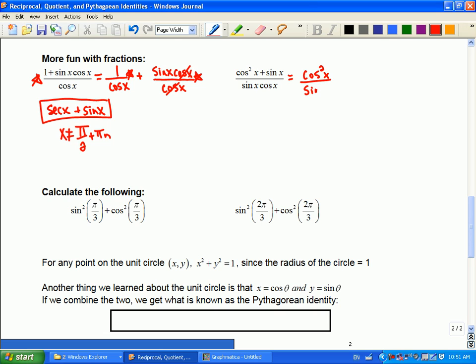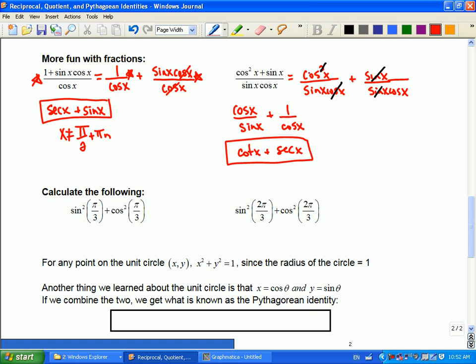So the same strategy here for simplifying out this fraction. If you want stuff to cancel out, you're going to have to split this one into a couple of pieces, which means that sine is going to be out of that one, and one of the cosines will disappear out of that one. So I'll have cosine of x over the sine of x plus 1 over the cosine of x. And that'll be the same thing as the cotangent plus the secant. So that's as simple as it's going to get.